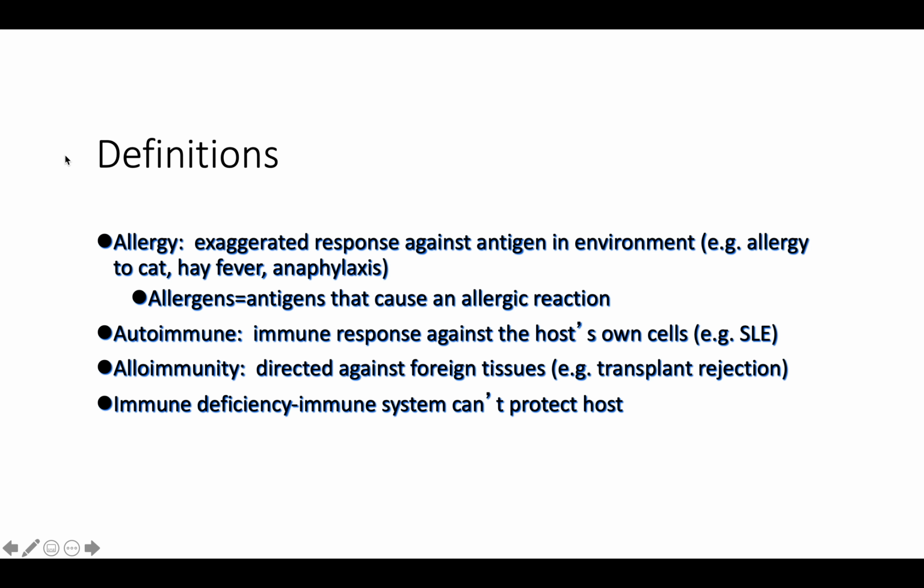Autoimmune is immune against the host's own cells. The biggest example I can give is SLE, systemic lupus erythematosus. It is the most common autoimmune disease there is, and it is one of the most severe. So it's just a response against the person's own body. Alloimmunity is directed against foreign tissues, like a transplant rejection. And then immune deficiency just means the immune system can't protect the host or itself. We're going to, again, talk about what those specific cells are.